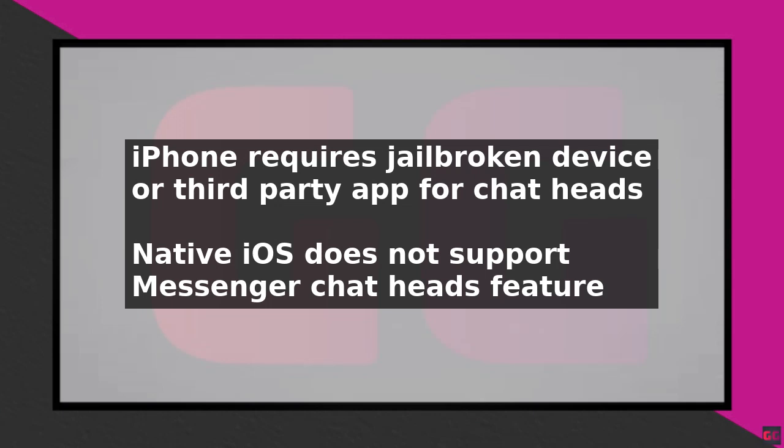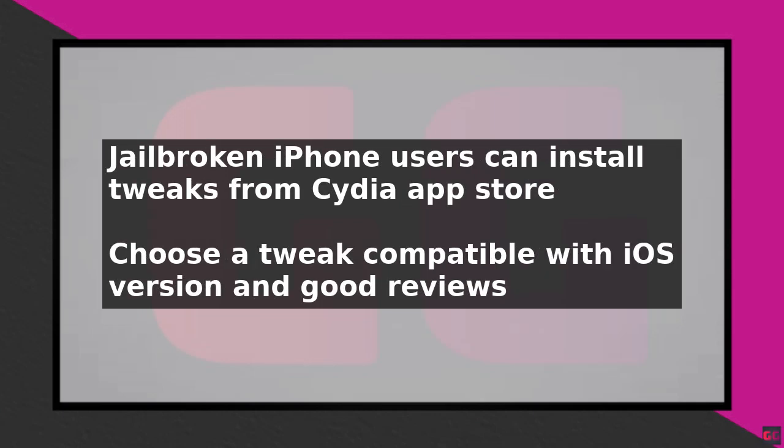If your iPhone is not jailbroken, you can consider using a third-party app that provides a similar feature, although the functionality may be limited. If you have a jailbroken iPhone, open the Cydia app and search for the Messenger chat heads tweak. There are several options available, so choose one that is compatible with your iOS version and has good reviews. Once you have found a suitable tweak, tap the Install button to download and install it.